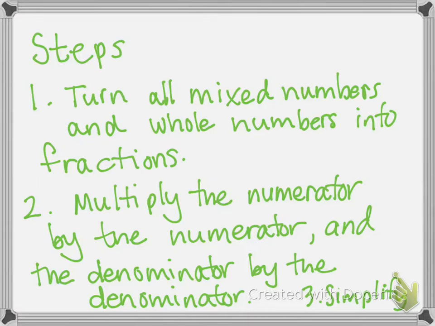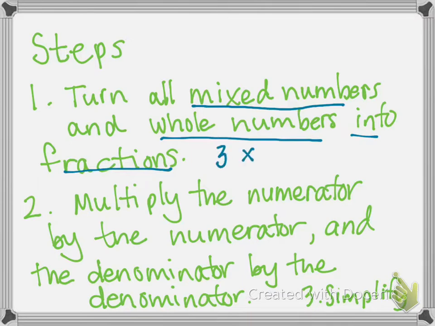So, steps for multiplying either mixed numbers or just fractions or whole numbers and fractions. So we'll do all the notes, we'll cover all of that. So, first thing you need to do is turn all mixed numbers and whole numbers into fractions. So for example, today, if you have 3 times 4/5, you need to turn that 3 into a fraction. And so you would write 3/1 times 4/5. And you can write down this example as well next to your notes.